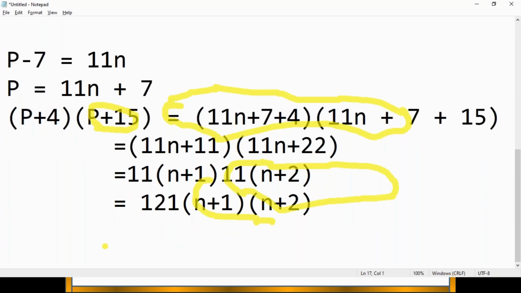Please concentrate. It is equal to 121 into, I clearly said the n value is anything: 1, 2, 3, 1000 or 10,000. We don't know. Is the n value an even number or an odd number? For example, if the n value is an even number, say 2 or 2000, then even number plus 1 is an odd number.